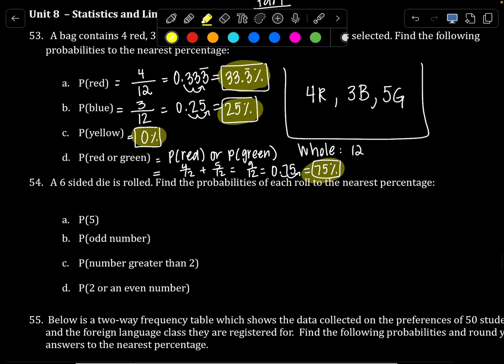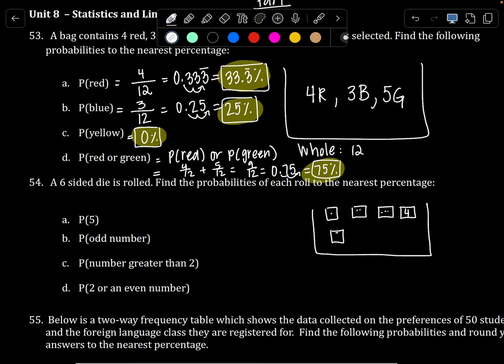A 6-sided die is rolled. Find the probabilities of each roll to the nearest percentage. Okay, so here we go. We have a 6-sided die. So we have a 1, a 2, 3, and then I'm just going to write numbers. 4, a 5, and a 6. 1, 2, 3, 4, 5, 6.